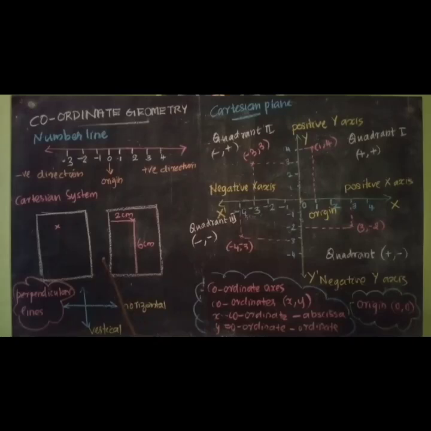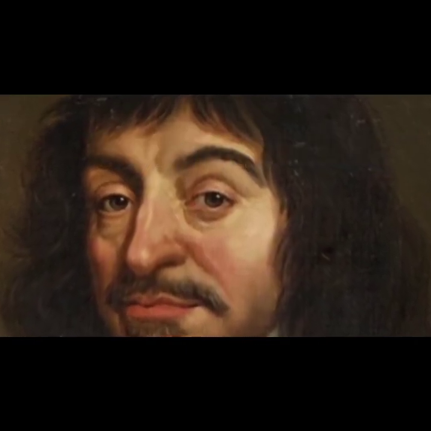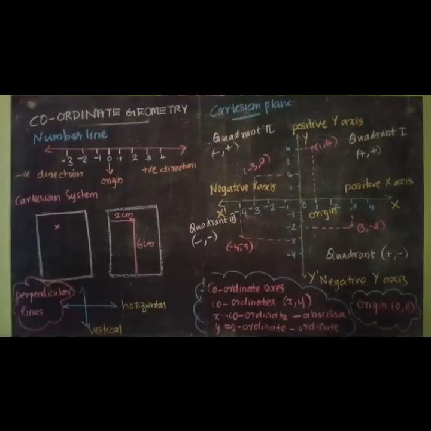The greatest philosopher and mathematician René Descartes introduced the method of locating a point on the plane. Descartes used the idea of locating a point on the plane by using two perpendicular lines. One line is a horizontal line and the other one is a vertical line. See here our horizontal line x dash or x axis, and our vertical line y dash or y axis.